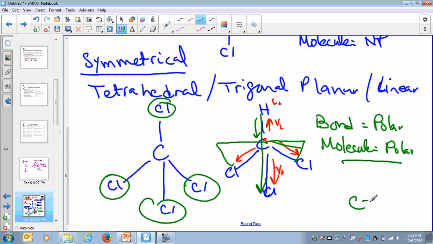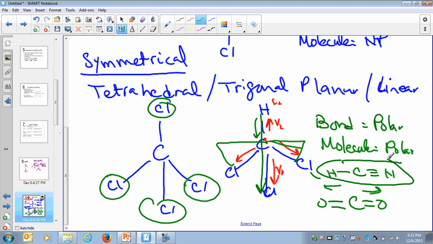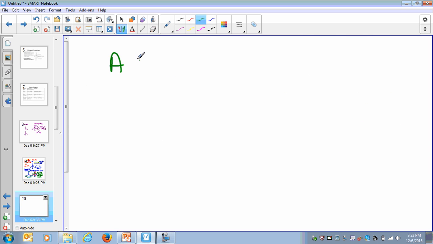So as I said, even if it is linear, it is symmetrical, but the elements have to be the same on both ends so that they can cancel each other. If the elements are different, that will make the molecule polar again, even if it is linear. Now, which shapes are asymmetrical?